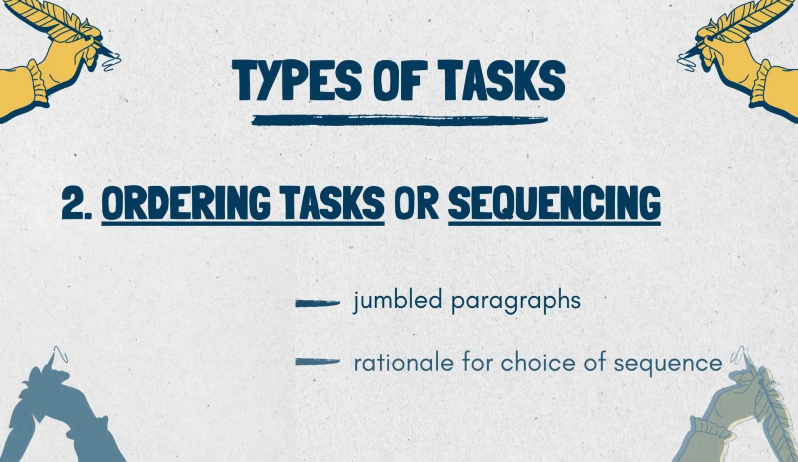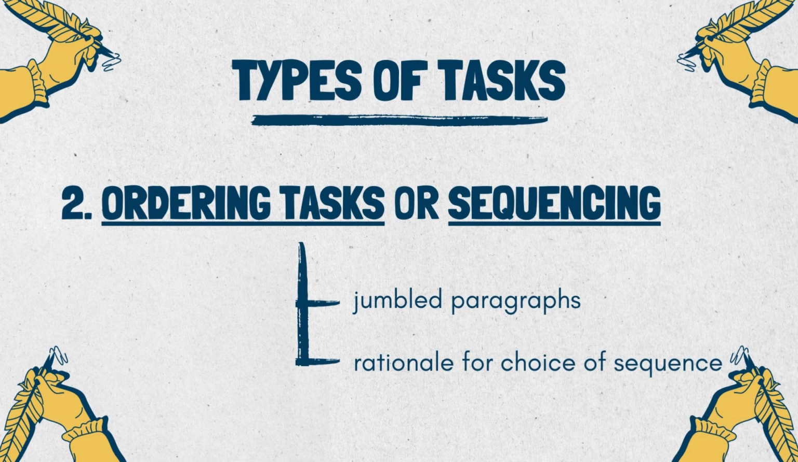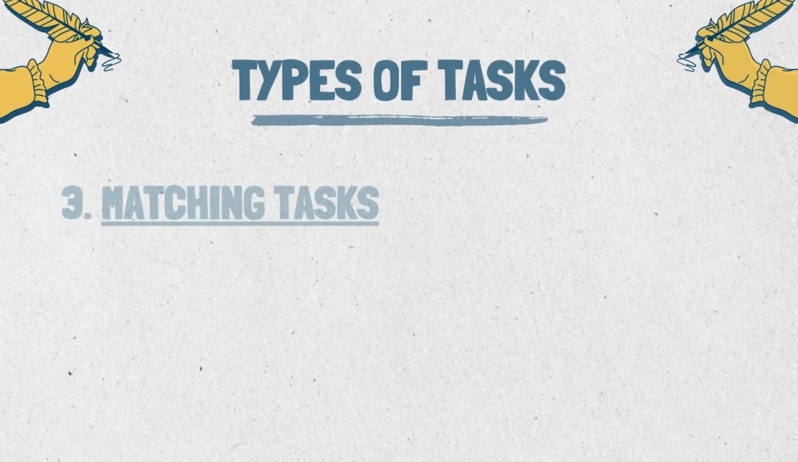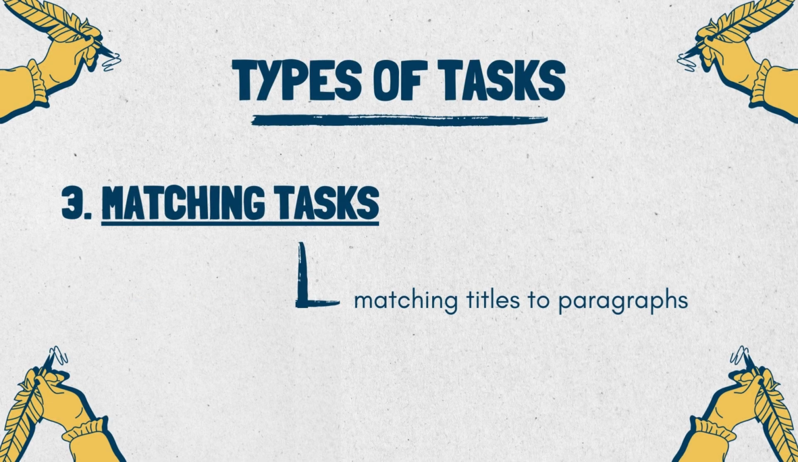The other kind of task is an ordering task or a sequencing task, where you jumble pictures or jumble paragraphs of a story and ask them to sequence it out and then give you the rationale for choosing that sequence. The third would be the matching task. This is quite a popular variety where you match titles and headlines to paragraphs or longer texts, or you can match paragraphs to pictures. That is another possibility.